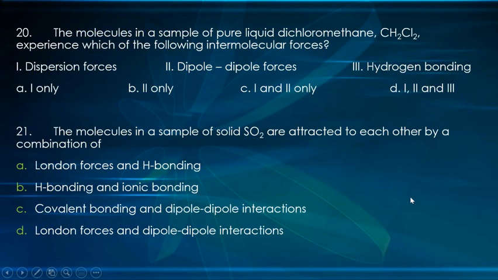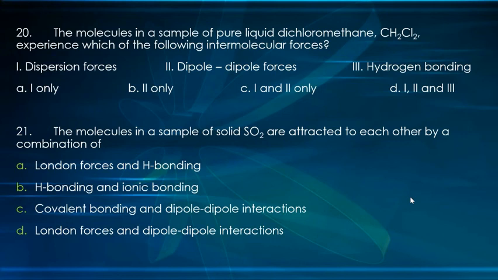Molecules in a sample of pure liquid dichloromethane. That's a fun one to say. Dichloromethane. That's CH2Cl2. Draw that Lewis dot structure. Then after you draw it, realize that it's tetrahedral, and therefore those hydrogens and the chlorines aren't really across from each other. They're at a 109-degree angle, right? So if they're not across from each other, then it's going to be a dipole-dipole. Not going to be hydrogen bonding because you don't have the other three elements required. And it would definitely have London dispersion forces. So it's going to be I and II.